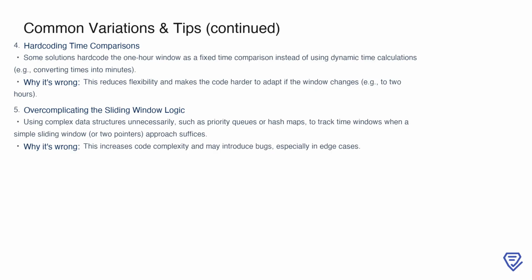Additionally, overcomplicating the sliding window logic is a common issue. Some solutions use unnecessarily complex data structures, like priority queues or hash maps, to track time intervals. These can make the code harder to debug and maintain. A simpler sliding window approach, often implemented with 2 pointers, is both efficient and easier to manage. Simplifying your logic can help avoid bugs and make it easier to address edge cases.